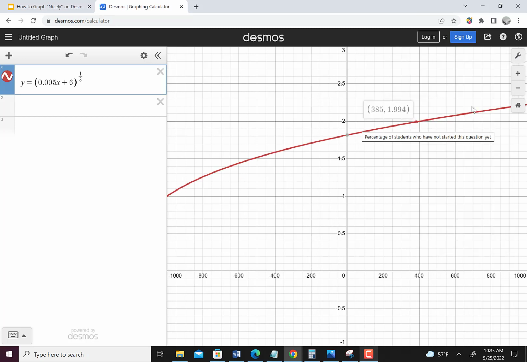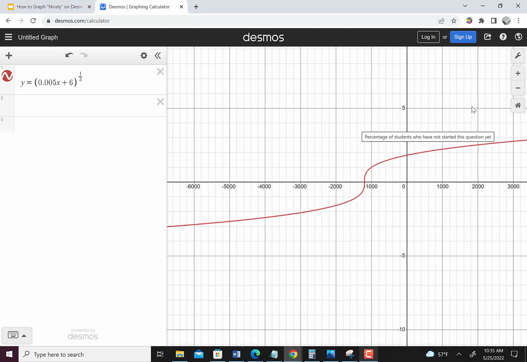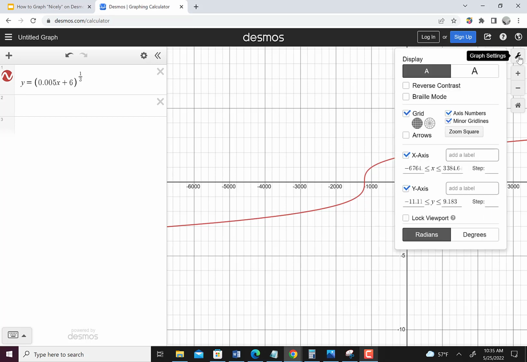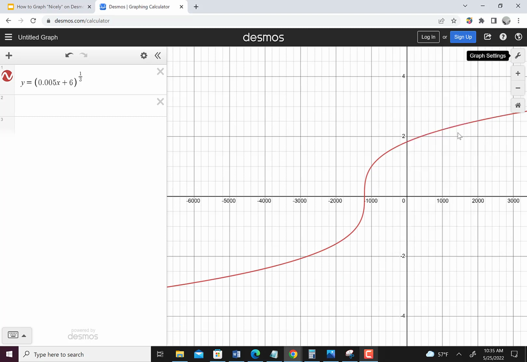Let's zoom out at this point. Look at that. Now we can see it better. Again, when I zoomed out, my y values got a little bit too big, though honestly this isn't too bad, but I think I'm going to go back and change my y values. I think I'll go from -5 to 5, just to make it look a little prettier.